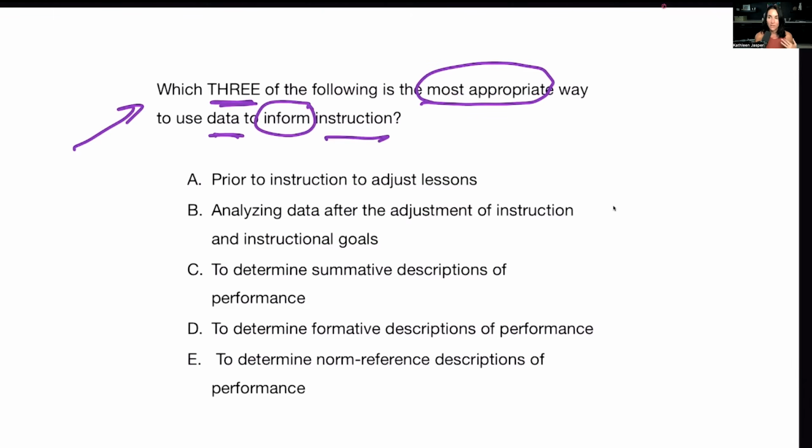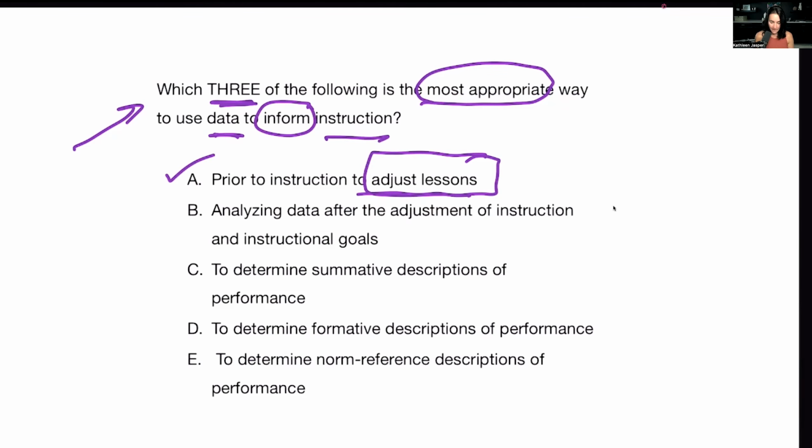Keywords here: most appropriate, data, and the word inform. Informing instruction is a formative practice for formative assessments. We're using data to modify our instruction, to adjust instructional goals, to measure student success before we move on to the next thing. It's happening during the learning or before the learning. Let's have a look at A. Prior to instruction to adjust lessons. Yes, that is what formative data is used for. It is used to inform instruction, to adjust, to modify, to meet the students where they are.